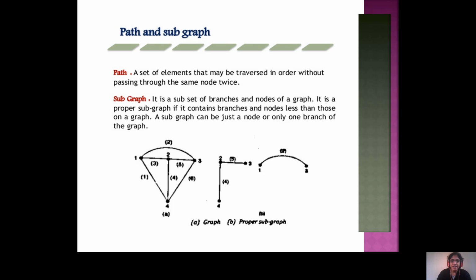When you observe, A is the graph with 4 nodes and 6 branches. A subgraph of this, say I take simply 4 and 5 as one subgraph, 1, 2, 3. This is one part of the graph. If it is a subset of branches and nodes of a graph, a proper subgraph contains fewer branches or nodes than the graph. It is less compared to the graph, and that is the subgraph.